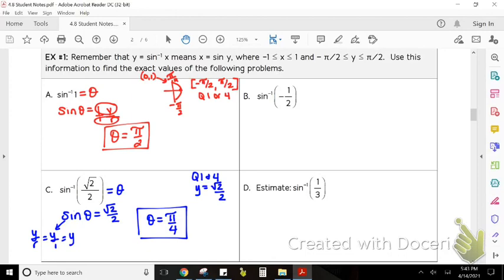Now let's look at B. B says we're looking for the inverse sine of -1/2. Well, that means we're looking for the angle, so we're really asking: sine of what angle would give us -1/2? Just like before, we said we're going to be in quadrants 1 and 4. We're looking for where sine, which is our y value, is -1/2.